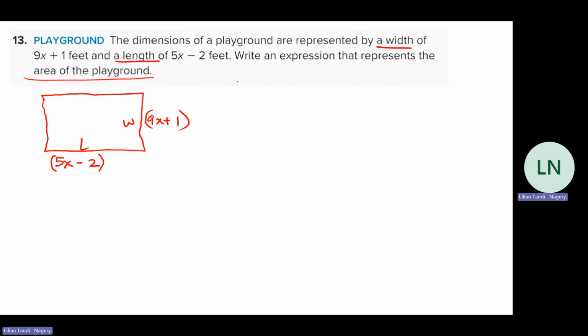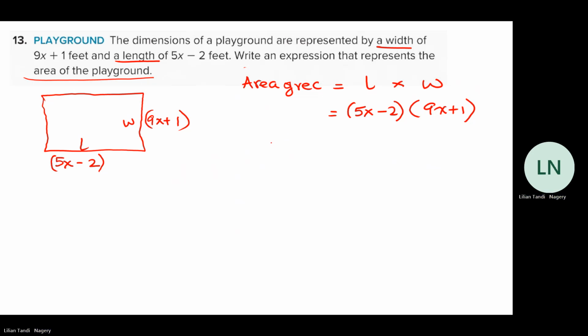Area of a rectangle is length times width. Who is your length? 5x minus 2, 9x plus 1. Okay, then solve it. So you have to solve. So what are you going to do? Are you going to do distributive property or are you going to do FOIL? It's up to you. I suggest you do distributive property.